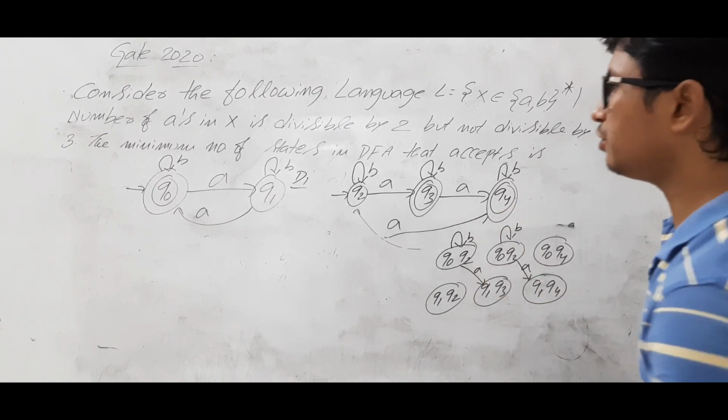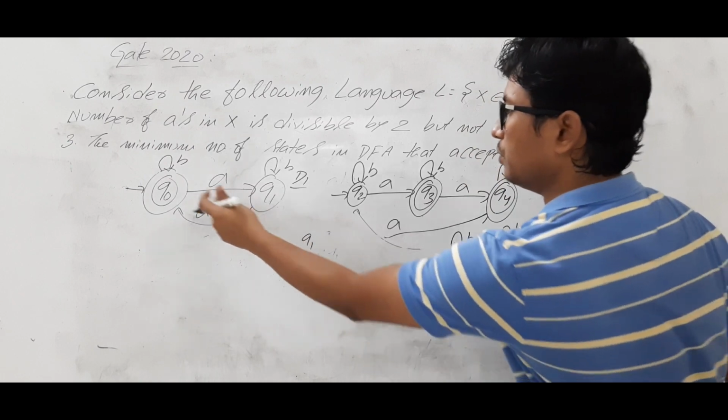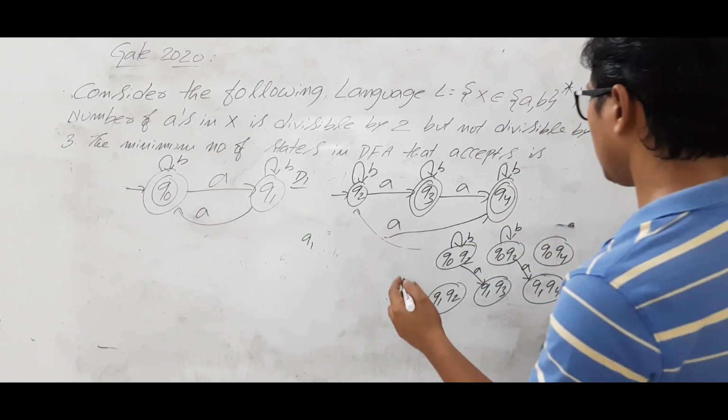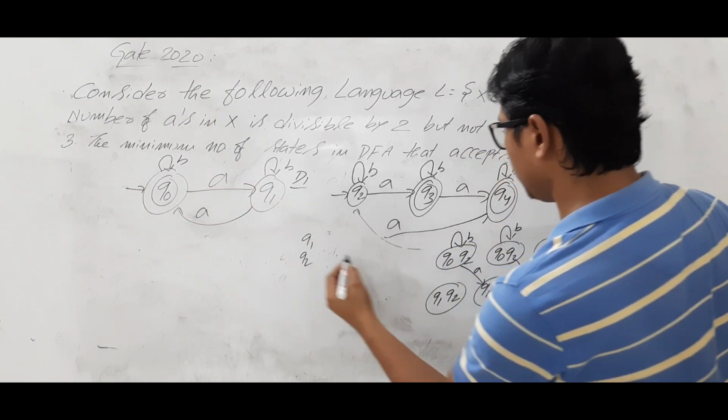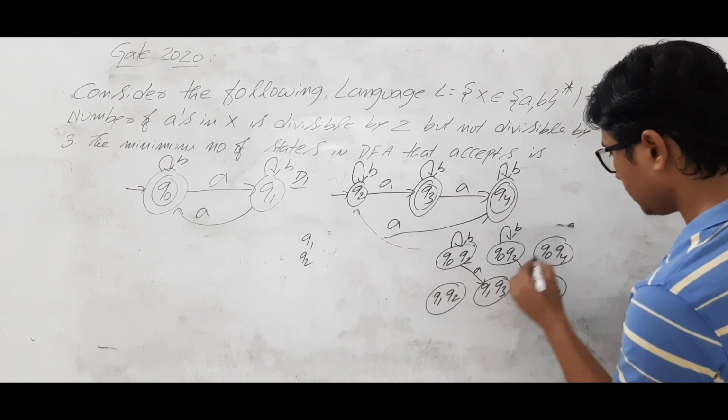Now Q0 Q4. Q0 on A goes to Q1, and Q4 on A goes to Q2. So it is going to Q1 Q2.